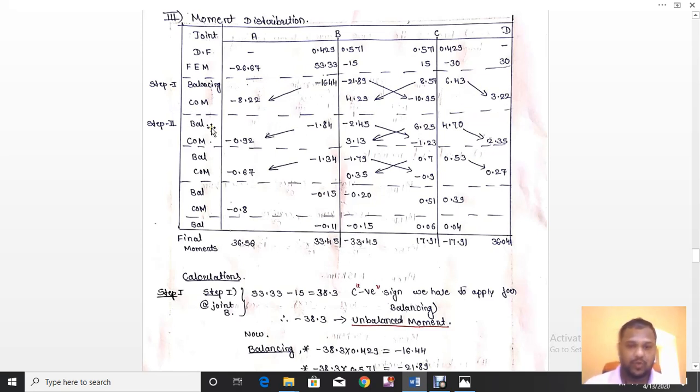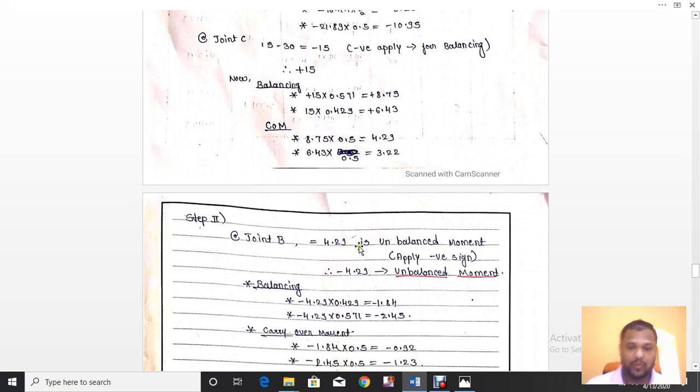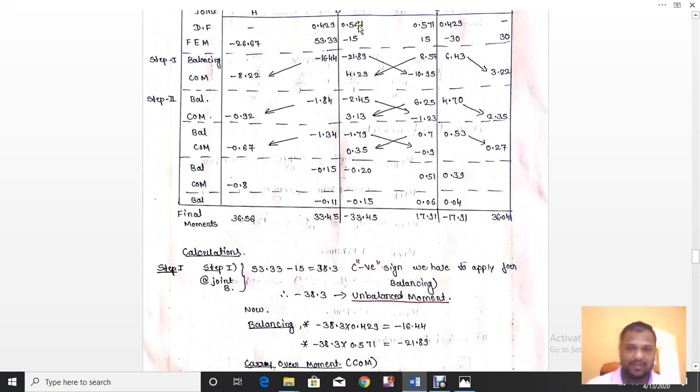Now step number 2. Again we need to find out the balancing moment. So balancing moment we are going to get directly over here. So that is 4.29, which is the balancing moment. 4.29 is plus, so we have to consider it as an unbalanced moment and apply a minus. So after considering minus, we have to multiply these things with the distribution factors. So same thing I have done. 4.29 minus I have considered, multiplied it with these distribution factors 0.429 and 0.571. I have got minus 1.84 and minus 2.45.